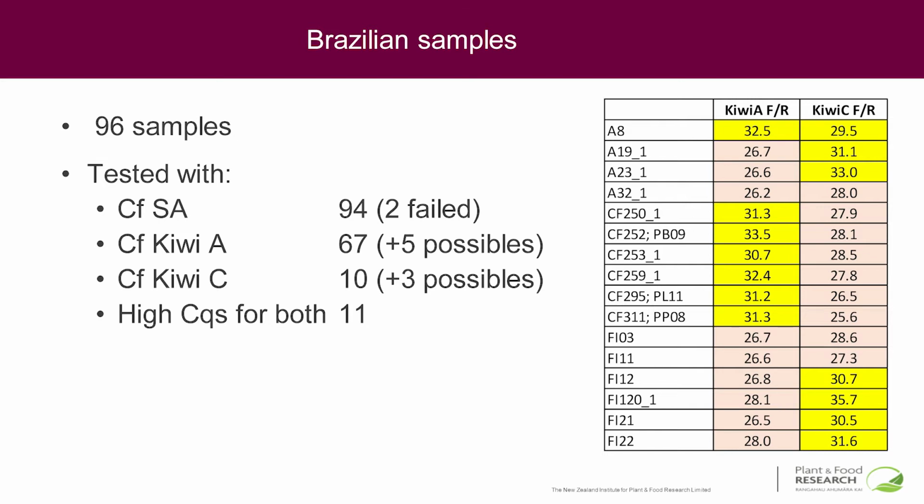In terms of the Kiwi A, we got 67 clear positives and five others that were possible. Kiwi C, we got 10 that were clear positives and three that were possibles. Now, there were a number with high CQ or CT values, and this probably reflects the fact that they are neither A nor C, but they might be some of these Bs or Ds or Es. So we need to do a bit more work on that.